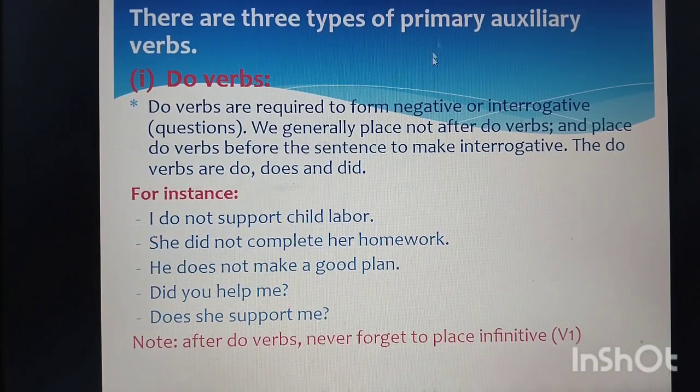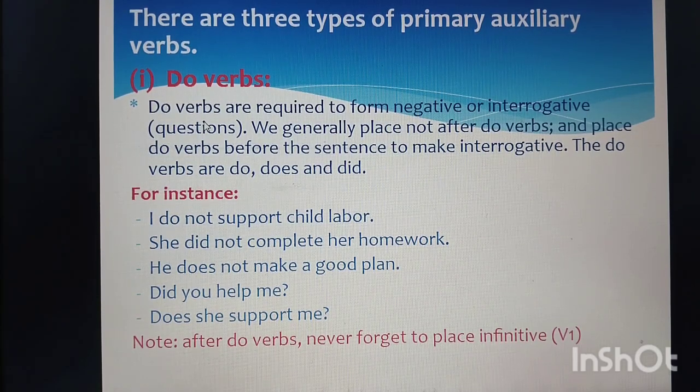Again, there are three types of primary auxiliary verbs. The first one is do verbs. Do verbs are required to form negative or interrogative questions. We generally place not after do verbs, and place do verbs before the sentence to make interrogative. The do verbs are do, does, and did.